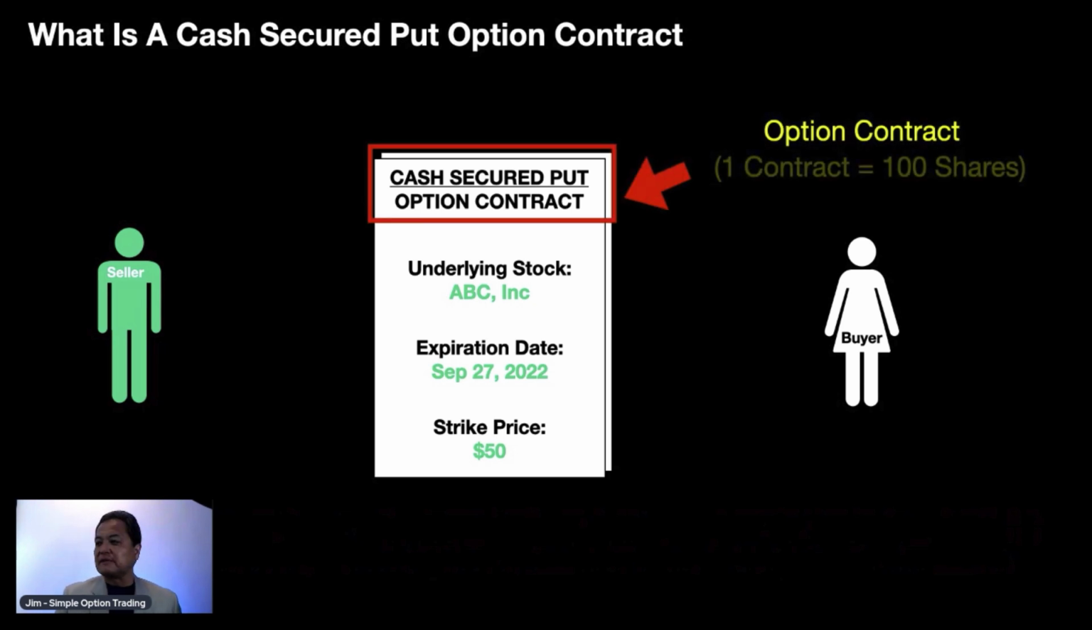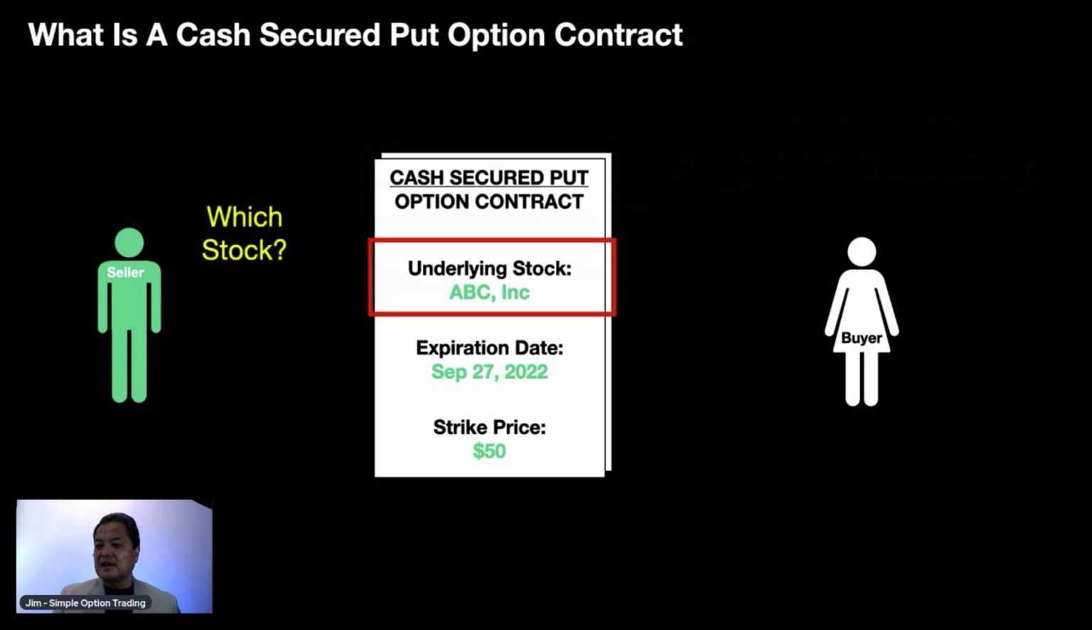So I'll walk you through this real quick. So I've got the option contract, and in this example, I'm talking about a cash secured put option contract, and that contract controls 100 shares. And you can see the seller on the left in green, and then the buyer on the right wearing white. Now, that option contract deals with a certain stock, and that's known as the underlying stock or the underlying security. So for this example, it's ABC Incorporated. It could easily be Tesla or Apple or Coca-Cola, Wells Fargo, Bank of America. But this option contract is associated with that underlying stock.